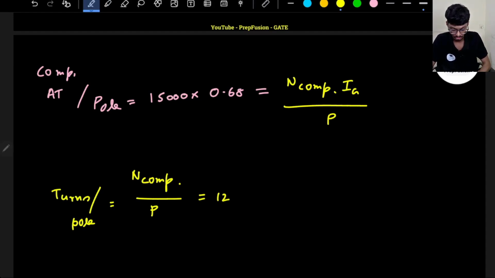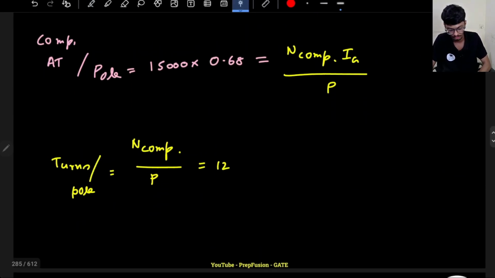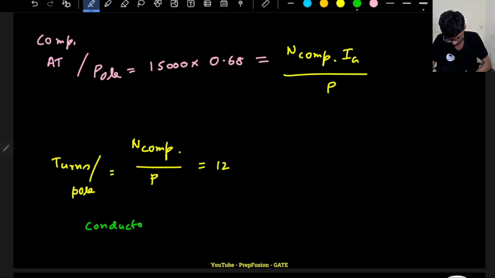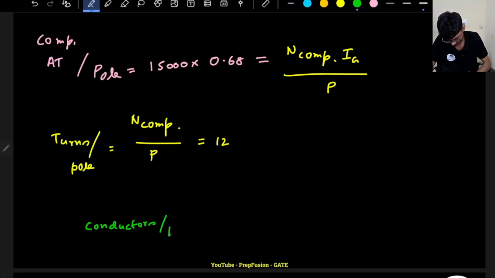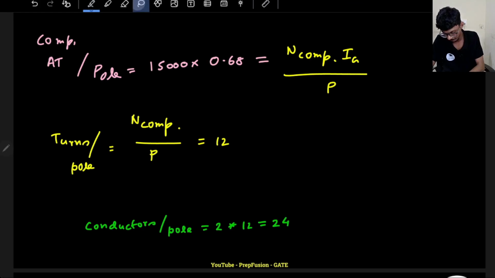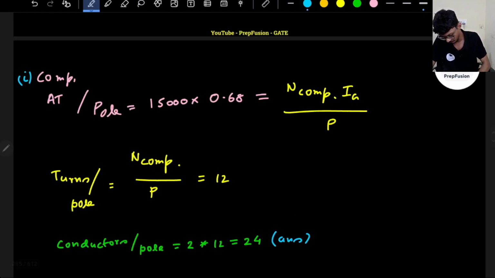But they have asked for conductors per pole. A single turn has two conductors. So conductors per pole will be 2 into 12, so this will be 24. So this will be the first answer.